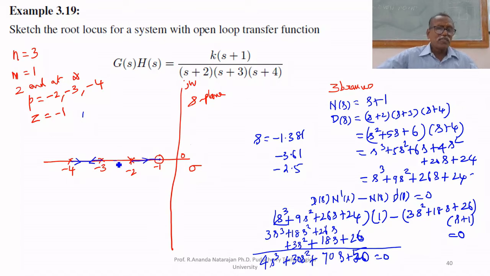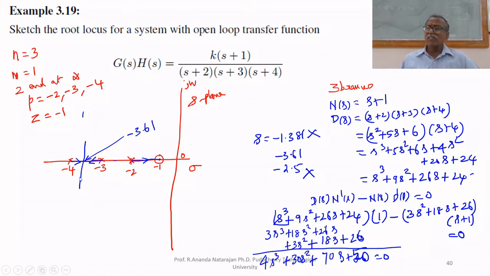Minus 2.5 is here. It is not part of the root locus. Minus 1.381 is not a repeated root. But minus 3.61 is here. Therefore, minus 3.61 is the repeated root, and it is breaking away like this. Breaking away at minus 3.61. We found the breakaway points.